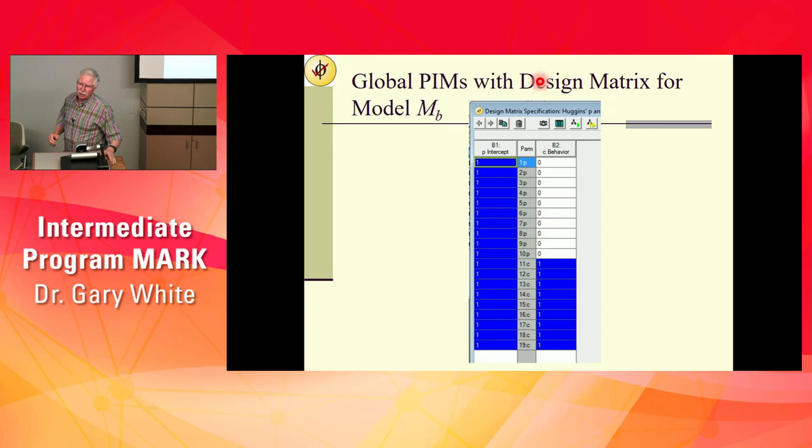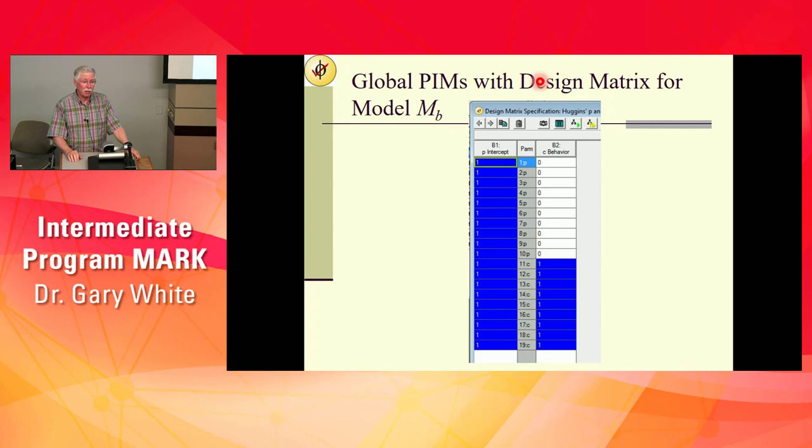What you're saying is that P's and C's are different, but they're all constant otherwise. So you've got one P and one C, right? Two parameters. Model M0, that's not hard to think out.